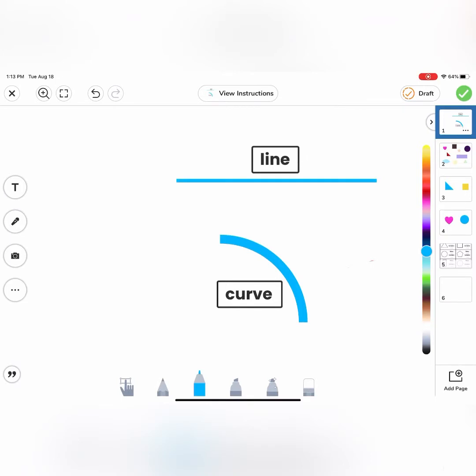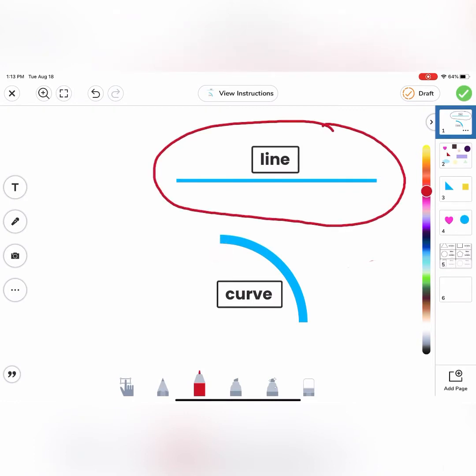Hey guys, today we're going to start learning about our shapes. Shapes are objects that are made of lines and curves. Look on the screen here. You can see this right here is called a line. It's straight, it doesn't have any bends in it. Most of our 2D or flat shapes are made of lines.